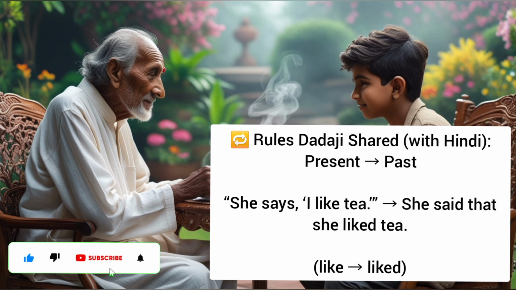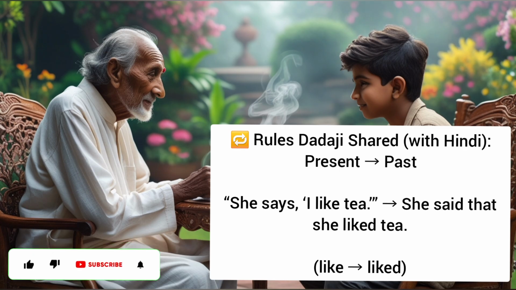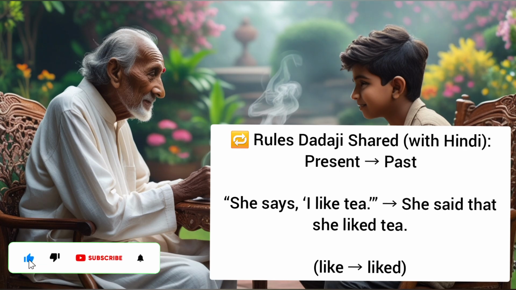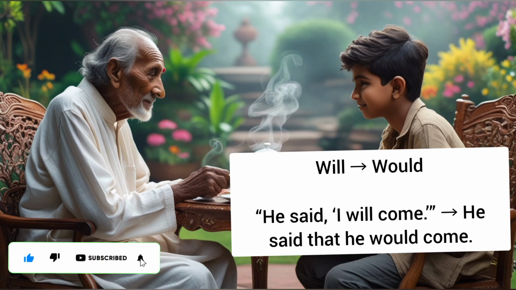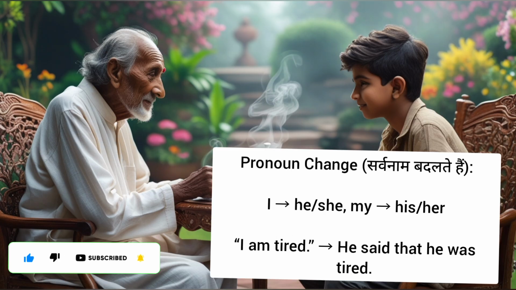Dadaji shared rules. Present changes to past, like she says, "I like tea." She said that she liked tea. "Like" changes to "liked." And "will" changes to "would." He said, "I will come." He said that he would come.